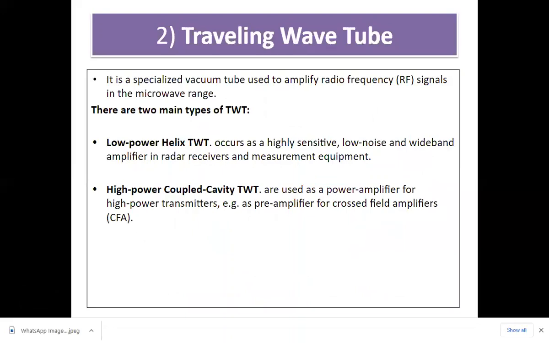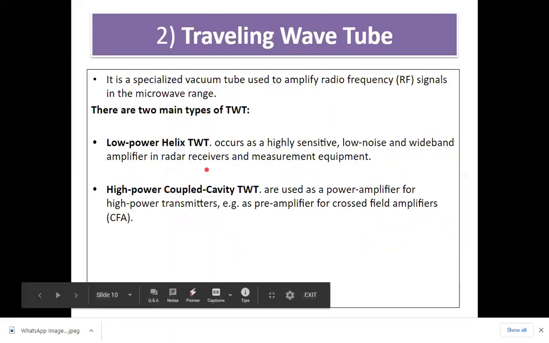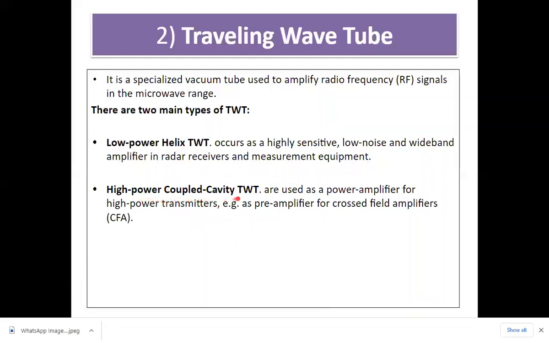Next is traveling wave tube. It is a specialized vacuum tube used to amplify radio frequency signals in the microwave range. There are two main types of TWT. Low power helix TWT occurs as a highly sensitive, low noise and wideband amplifier in radar receivers and measurement equipment. High power coupled cavity TWT are used as a power amplifier for high power transmitters, like a preamplifier for crossed field amplifier CFA.